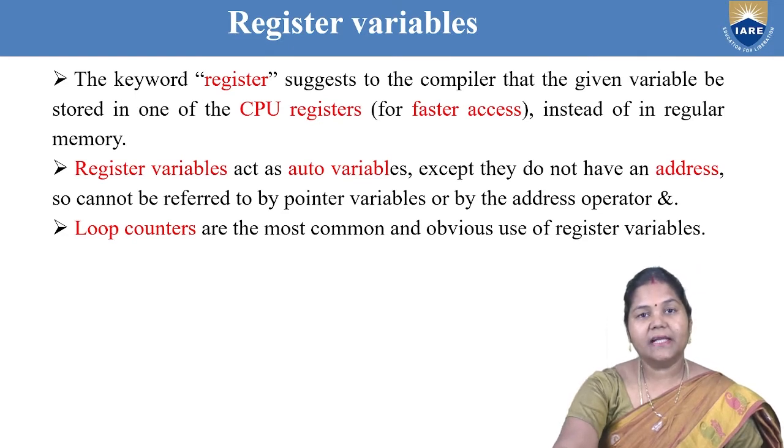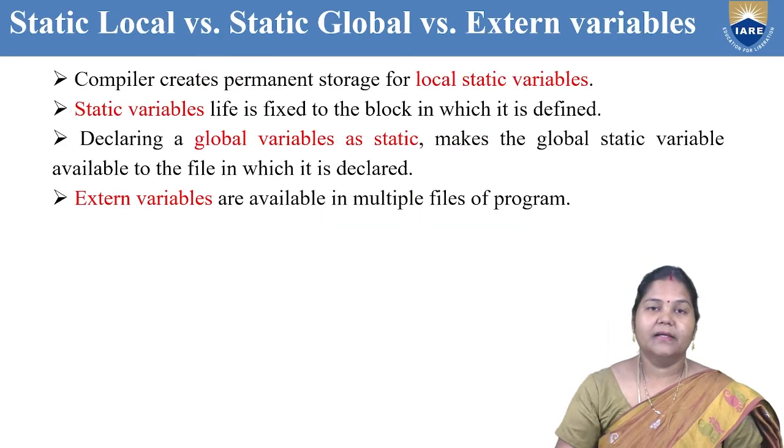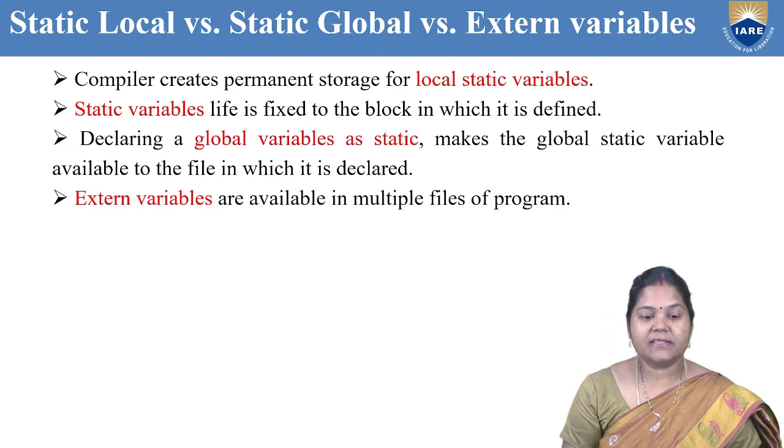Now, after understanding these 4 types of storage classes, let us remember some of the important points regarding all the types of storage classes used in C language. Before moving on to the important points, first let us understand what we mean by static local, static global, and extern variables. The compiler creates permanent storage for local static variables.